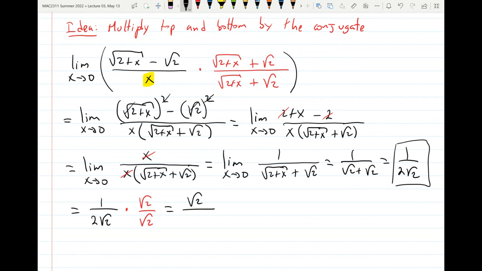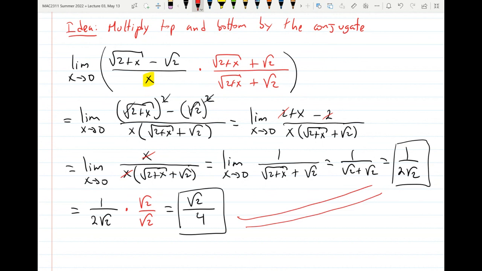So you will get square root of 2 over, then 2 times 2, that's 4. Okay, these two things are the same. They're the same. It's just that the last one is rationalized, and sometimes you may want to rationalize, or you are asked to do it.